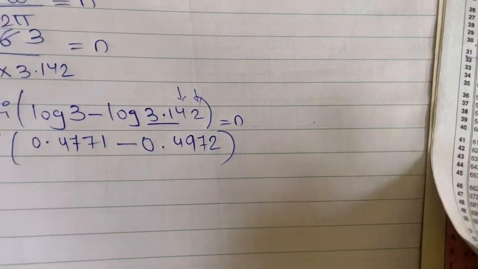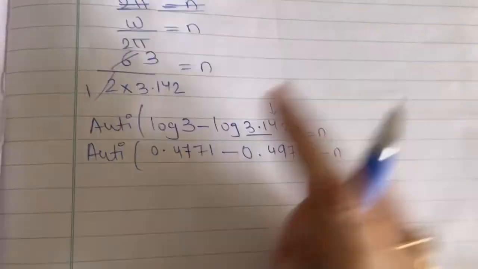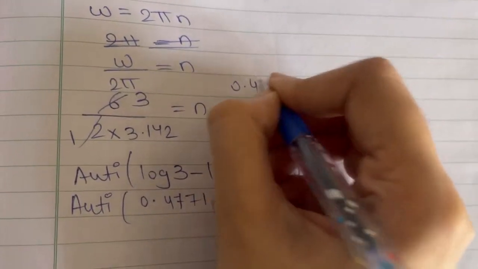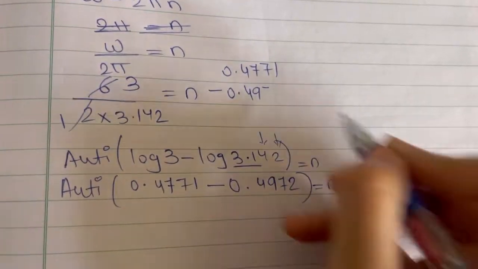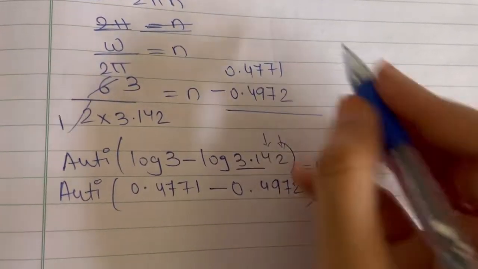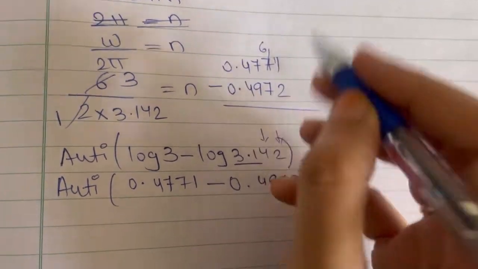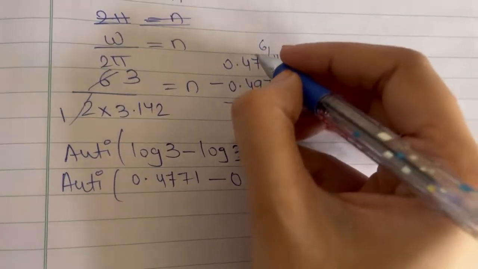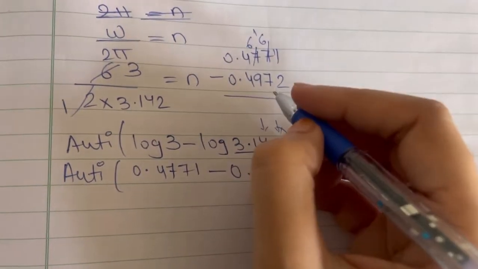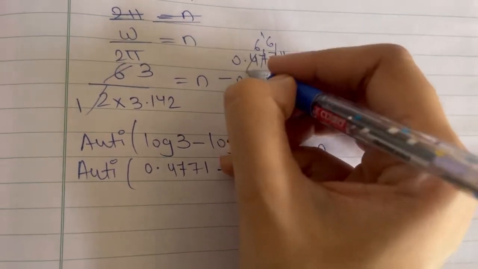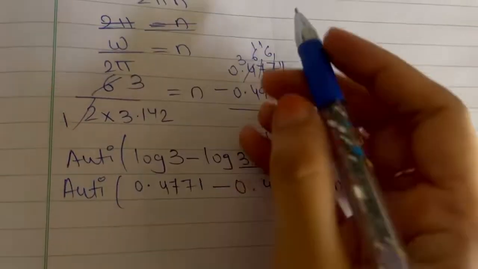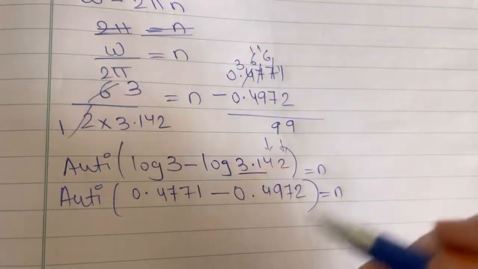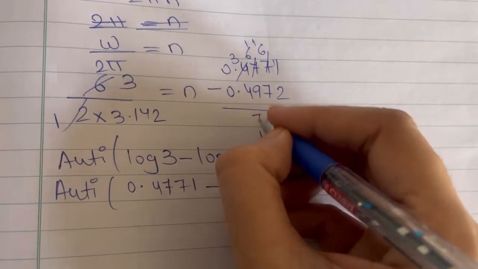You have added 4969 with 3. That is equal to n. Now you will subtract these two numbers, 0.4771 minus 0.4972. Borrow. 11 minus 2 will give you 9. Then this becomes 6. 16 minus 7 will again give you 9. This becomes 3. 16 minus 9 will give you 7.